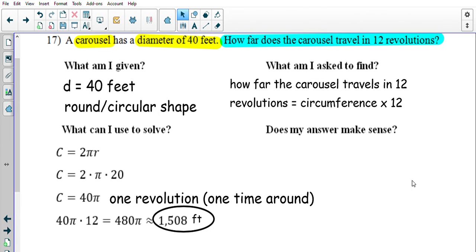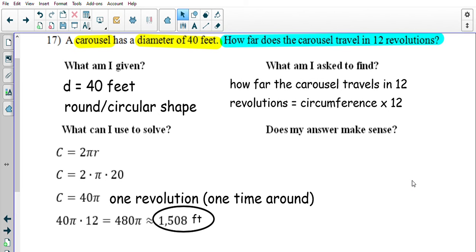I did round to the nearest foot. It ends up being like 1,507.98 or something. So it rounds to about 1,508 feet in 12 revolutions. At the end, I always like to think, you don't have to write anything out, but does my answer make sense? So if you get something that's like absurdly high, like 20,000 feet, you might be like, okay, that seems way too high. That's like 4 miles or something.